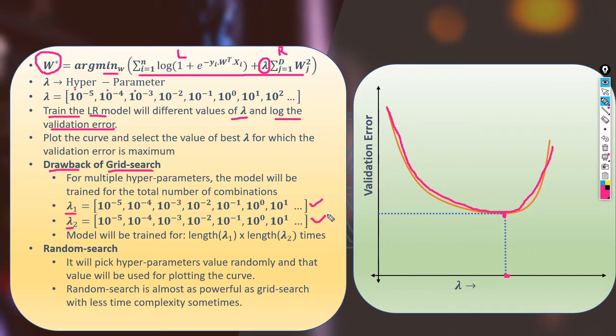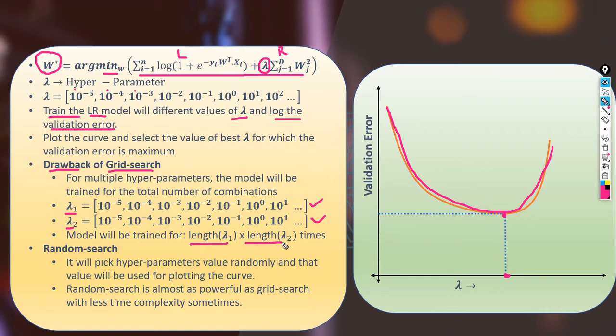For lambda 1, you have specified 100 values. For lambda 2, you have specified 100 values. Now, if you think logically, what will be the total number of combinations between lambda 1 and lambda 2? That is length of lambda 1 and length of lambda 2.